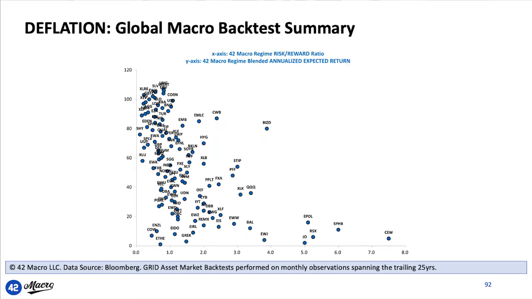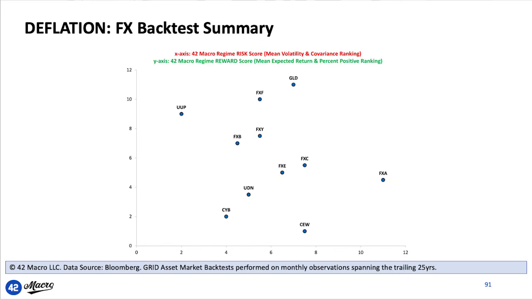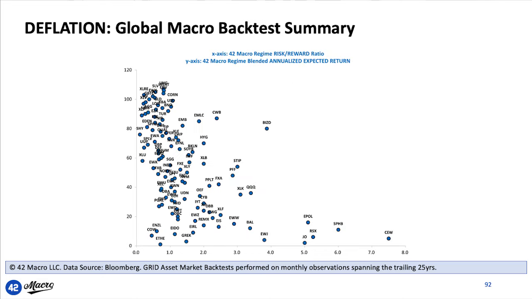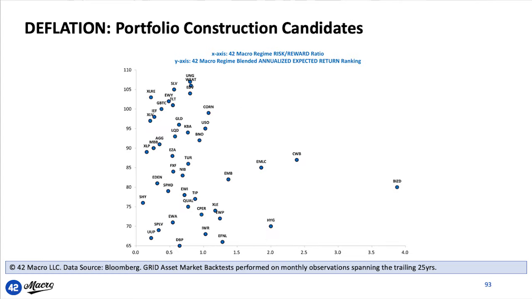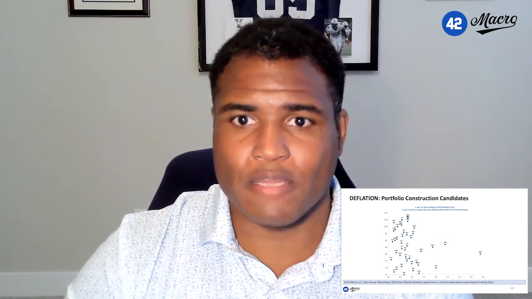On slide 92, this is the deflation global macro backtest summary. Again, on the x-axis, it's the risk reward ratio. So go back one chart to slide 91. I'm just dividing the x-axis by the y-axis ranking, and you get to the risk reward ratio. And then on the y-axis, you're showing the annualized expected return ranking. And then I winnow that on slide 93 into the portfolio construction candidates. So again, when I think about the 30% of the portfolio that we want to have in deflation, these are the dots that I'm going to push through the volatility adjusted momentum signal process to decide whether or not we're long it or short it. And so obviously the things that survived or demonstrated in the portfolio construction process.